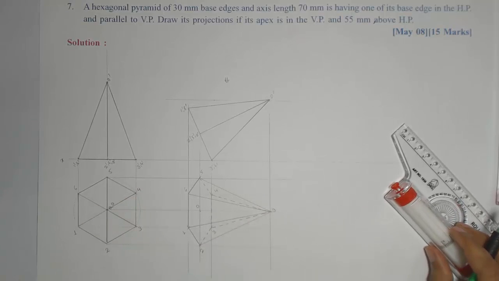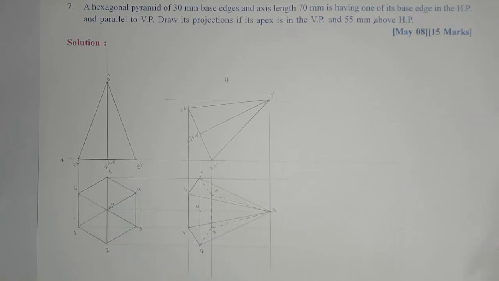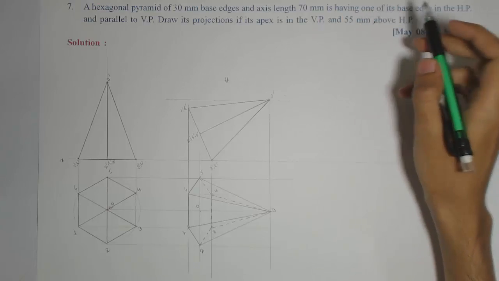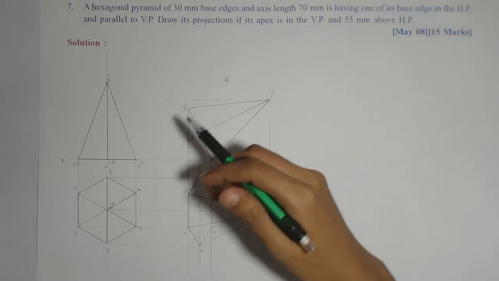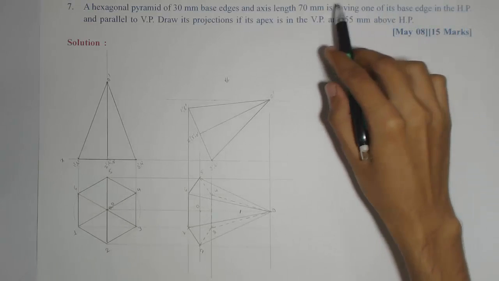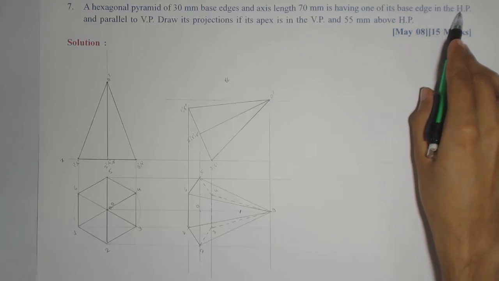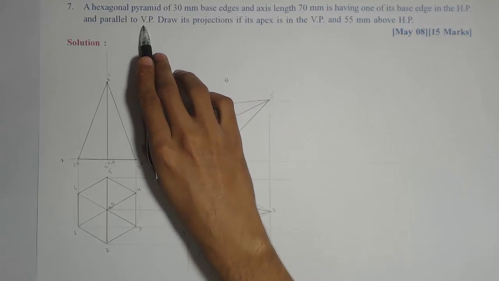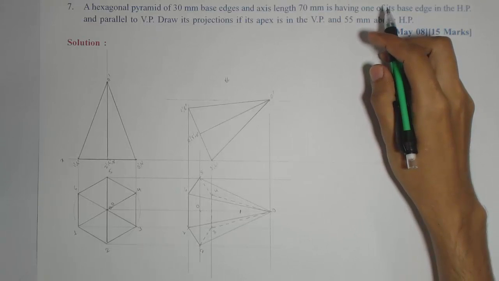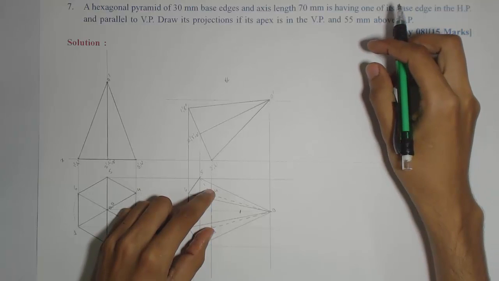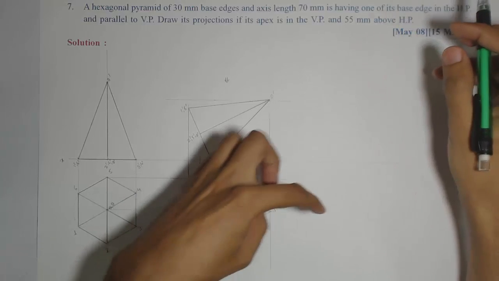Okay. Now this completes the second stage. But in the third stage, we want the condition with the VP. What is given for VP is the base edge which is in the HP is parallel to VP. So the base edge which we considered, which is 3, 4, we want to make it parallel to VP. So that's why we need to make it parallel to the XY line.